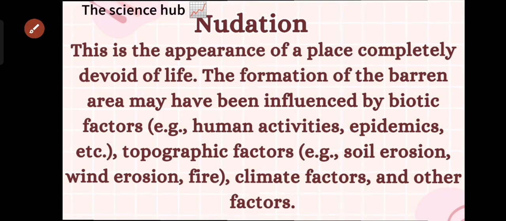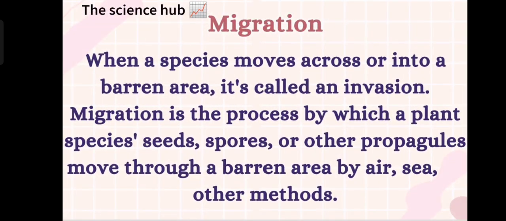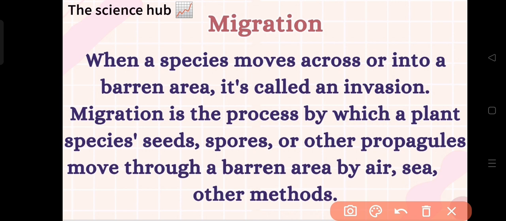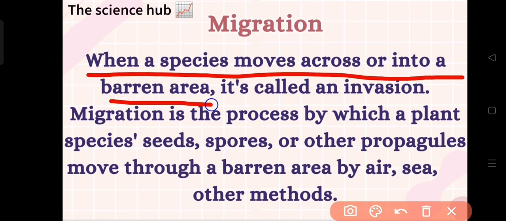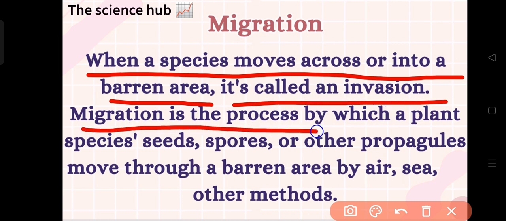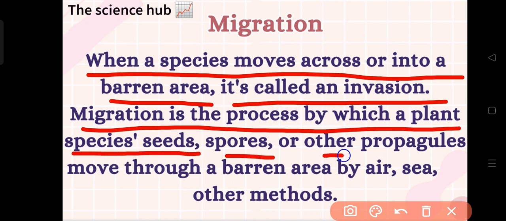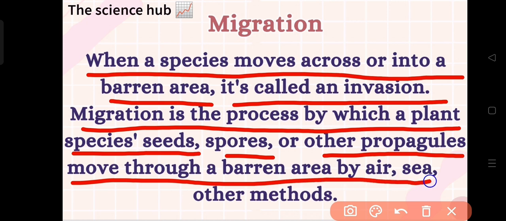Now coming to the next term, that is migration. So what is migration? When a species moves across or into a barren area, it is called an invasion. So migration is the process by which a plant species, seeds, spores or other propagules move through a barren area by air, sea and other methods. So from this explanation we got to know what migration and invasion are.